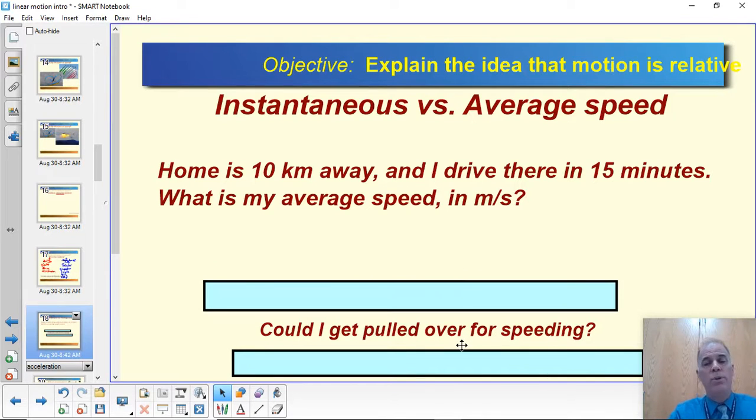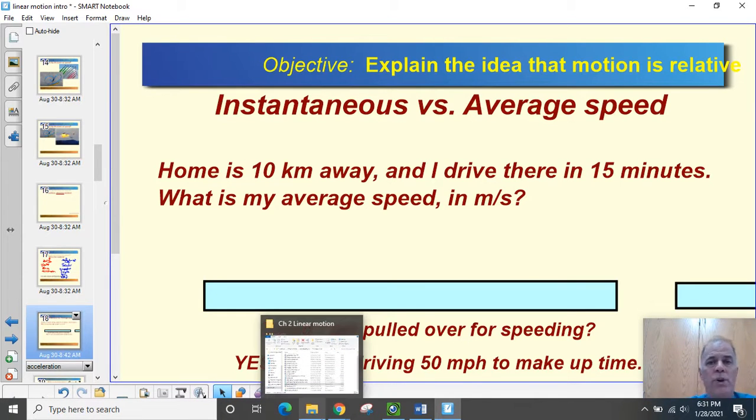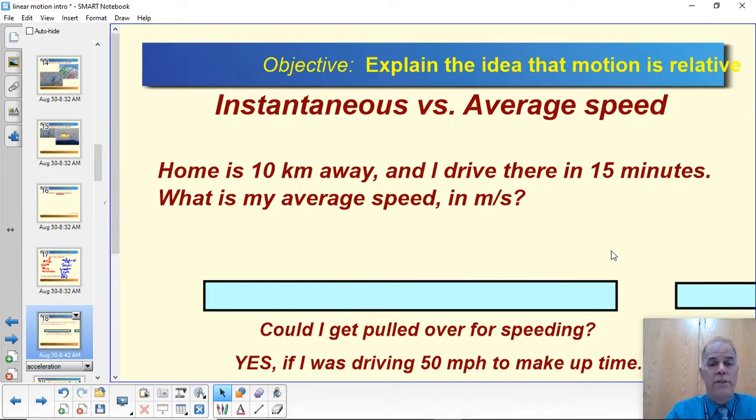Now, could I actually get pulled over for speeding on the way home, even though my average speed is 25 miles per hour all the way home? And I think you probably see it. Yeah, I absolutely could. Like, suppose that I did have to wait for a convoy of trucks to go by before I pulled out of the parking lot. And then I got stuck at every traffic signal on the way home. And so I'm driving 50 miles per hour through my neighborhood so I can get home in time to watch Jeopardy or whatever. Okay. Police officer is going to pull me over because I was driving 50 miles per hour.